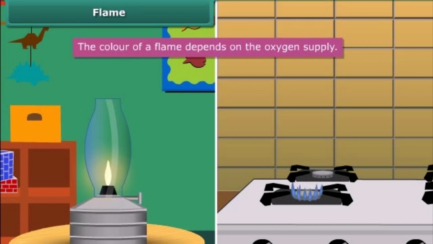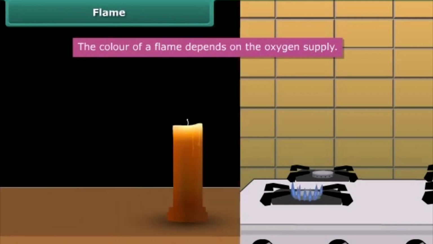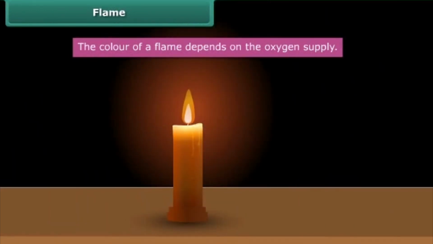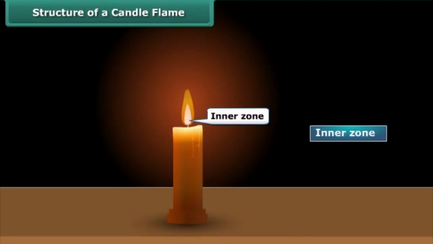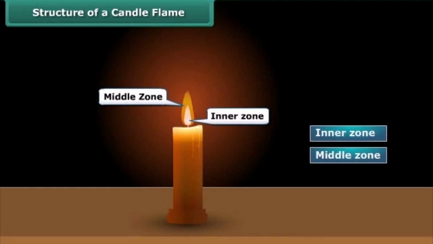Do you know how these flames are obtained? When we burn the candle with a matchstick, the heat of the matchstick melts and vaporizes wax, which rises through the wick and forms the flame. A candle flame can be divided into three regions: inner zone, middle zone, and outer zone.